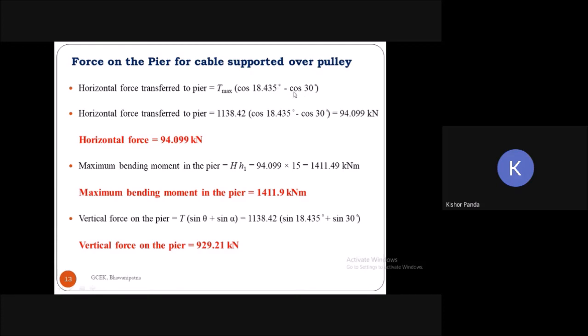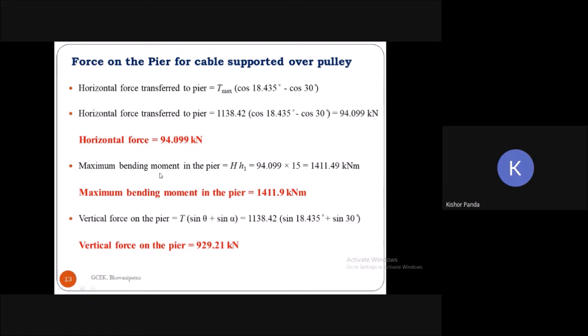Theta is 18.435 degree, and alpha is given as 30 degree. So T max into cos 18.435 degree minus cos 30 degree. Then the horizontal force transferred to pier is equal to 1138.42 into cos 18.435 degree minus cos 30 degree, which is equal to 94.099 kilonewton. This is the horizontal force transferred to pier.